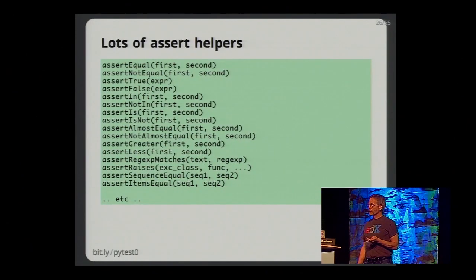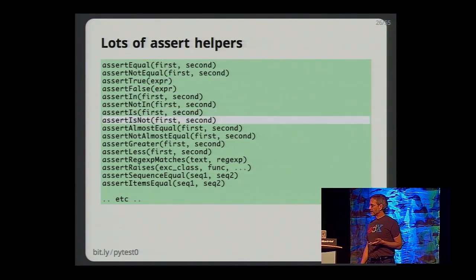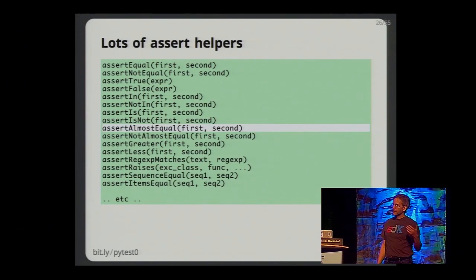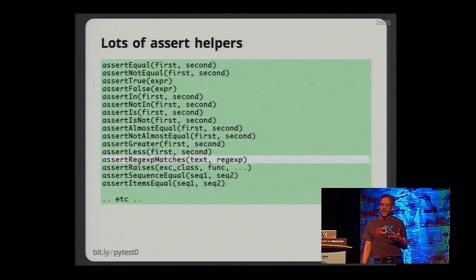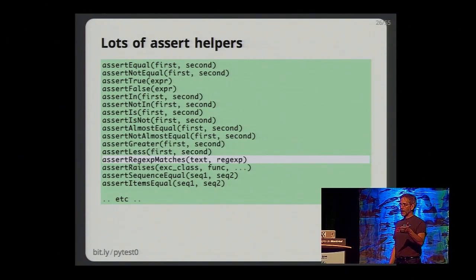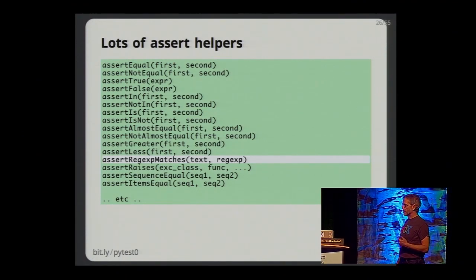So the unittest module gives you a lot of assert helpers: assertEqual and assertNotEqual, assert that this is true, this is false, that that is in that, this is almost equal to that for floating points, et cetera, et cetera, et cetera. Regex matching, all sorts of interesting assertion helpers for you to write your tests in a way that the test runner can give you lots of information.